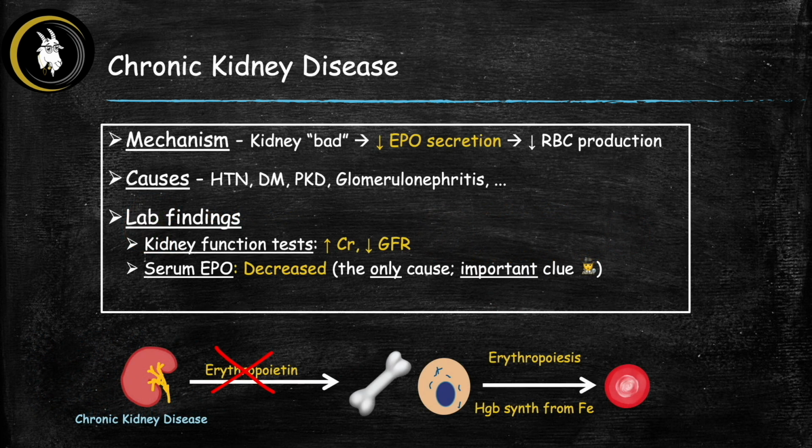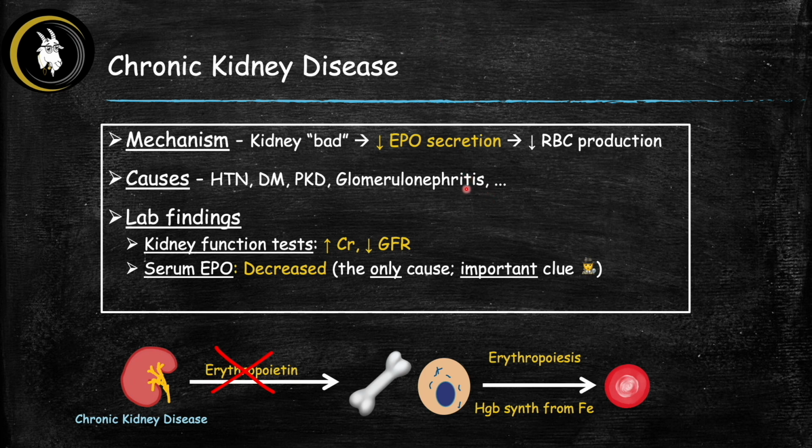So let's start with chronic kidney disease. The mechanism here is simple. The problem is severe kidney disease. So when the kidney's bad, it can't secrete EPO. If we don't have EPO, we don't have erythropoiesis in the bone marrow, and we're going to have decreased red blood cell production. Most common causes in the US are hypertension and diabetes, but it can also be caused from polycystic kidney disease, glomerulonephritis, or really any other condition that causes significant chronic kidney damage.